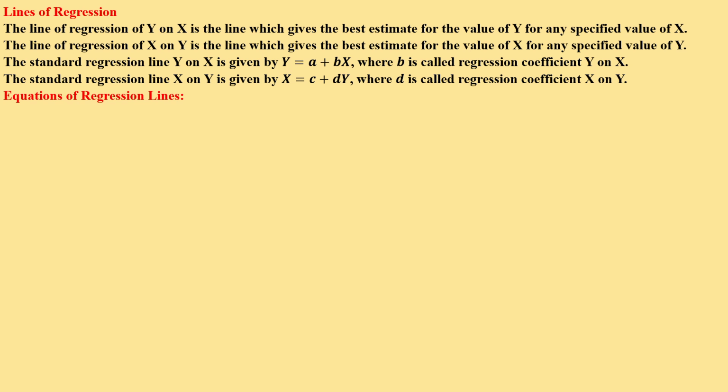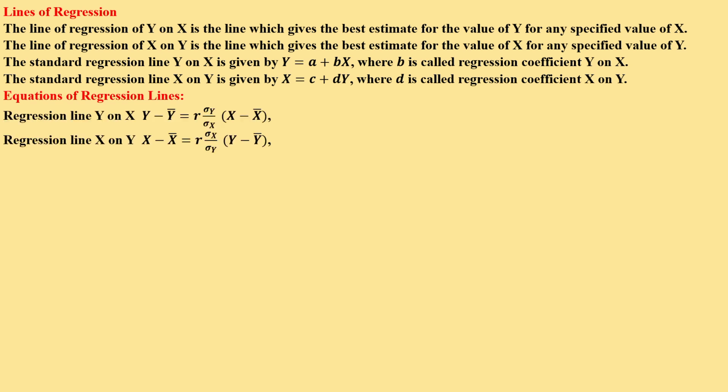Equation of regression lines. Regression line y on x is given by y minus y bar equals r sigma y by sigma x, into x minus x bar. We know a straight line equation with slope m passing through the point (x1, y1): y minus y1 equals m into x minus x1. Same, right? Here, regression line y on x: y minus y bar equals r sigma y by sigma x, x minus x bar. Similarly, x on y: x minus x bar equals r into sigma x by sigma y, y minus y bar.